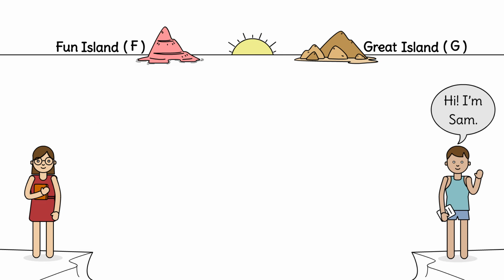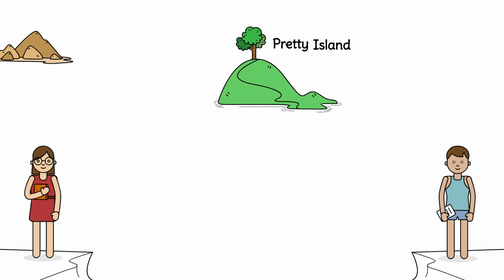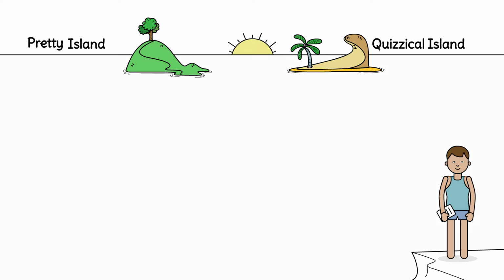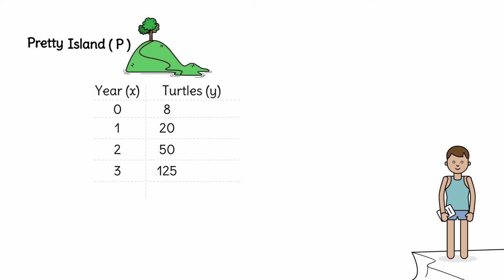Sam is Sally's colleague, and he's always studying islands in the Keys. He's studying Pretty Island and Quizzical Island. Here's his data for the turtles on island P and Q. What happens to the turtles on island P? The data doesn't look linear, we don't have a common difference. Maybe there's a multiplier at work, which would make this an exponential function. How could we find that?